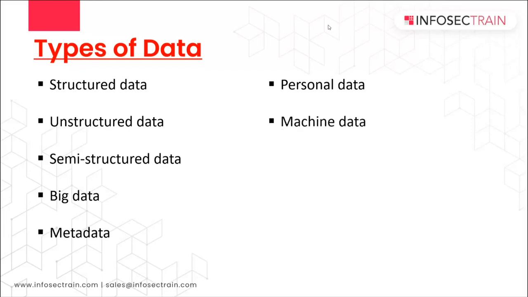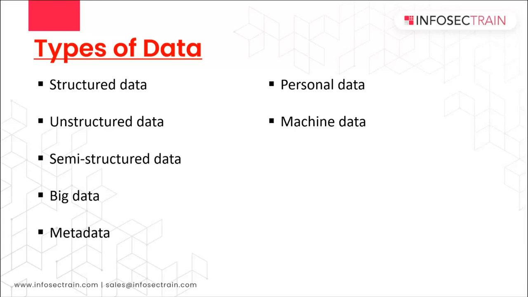Then what about the next, machine data? Machine data is nothing but the data generated by any machine or any devices, such as log files. Machines are generating log files, as well as sensors from IoT devices, as well as GPS data from vehicles, and smartwatches. There are so many machines, and the different data they are generating is nothing but machine data.